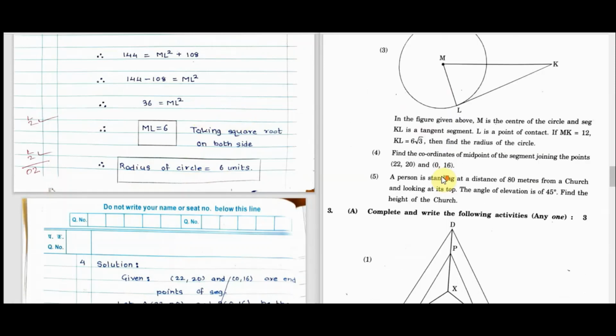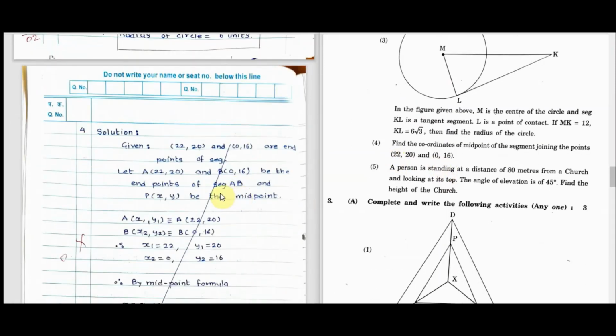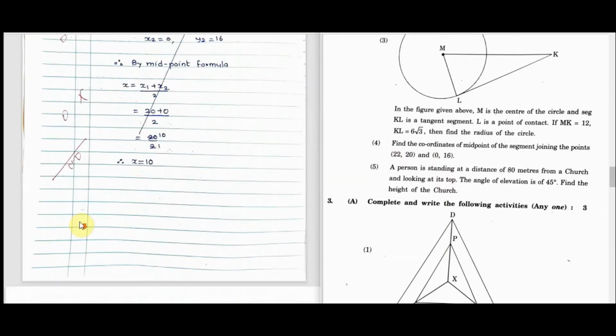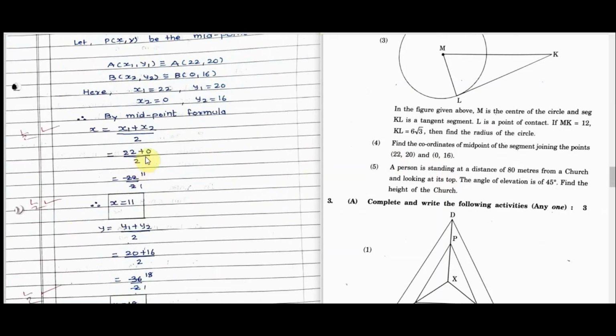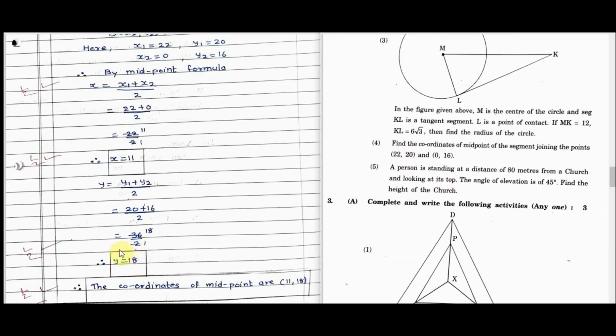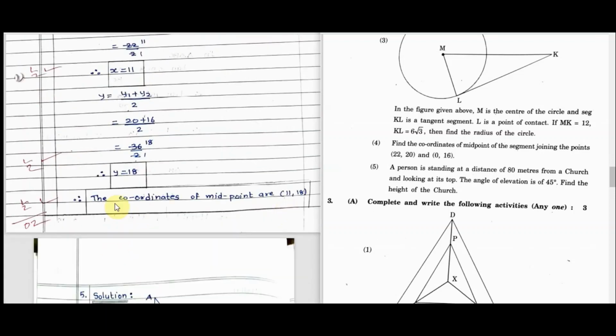Then question number 4. Now here question number 4, I had done it wrong, so it is 0 here, but I have solved it on the next page. See here question number 4. For writing the midpoint formula, you will get half mark, and calculation half mark. Same way, once you have written the midpoint formula, you will not get half mark again for this. First you will get half mark for formula, half mark for calculation, half mark for your value, and final coordinates half mark.